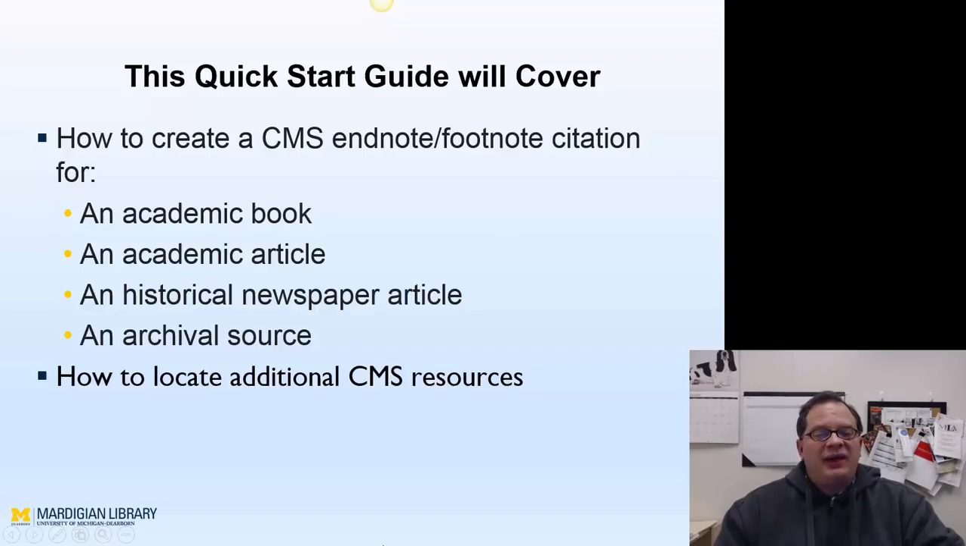This quick start guide is going to cover how to create a CMS EndNote citation for an academic book, an academic article, an historical newspaper article, as well as an archival source. Now, there are many other types of citations you need to understand with respect to CMS, but this quick start guide is only going to cover these types of materials here on the screen, and these are rather popular types of materials that need to be cited. So this quick start guide is just that. It's a quick start guide to getting you familiar with how to use CMS. And then I am also going to provide some additional CMS resources for you.